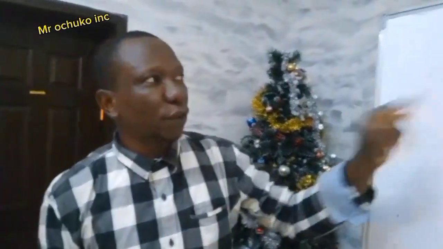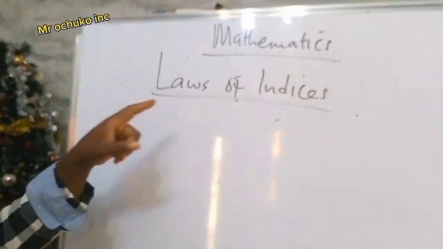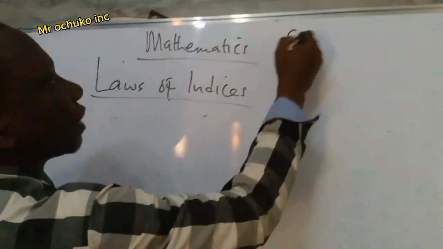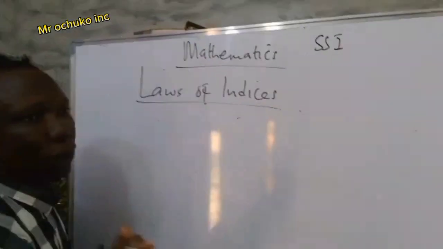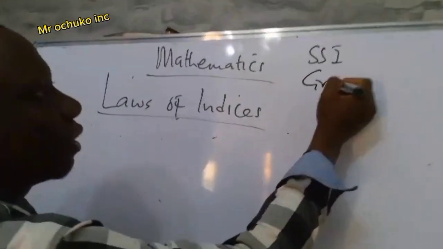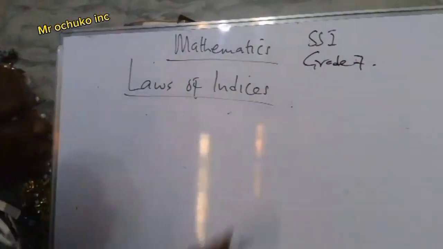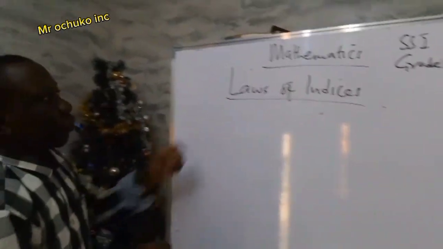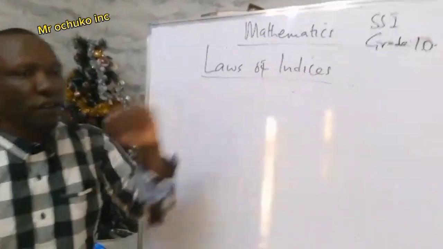Please, our topic today, you can see this is mathematics. Our topic today is laws of indices. This is actually an SS1 first term topic, which is also Grade 7. I'm sorry to say Grade 10. That's the first term topic. So let's look at indices, laws of indices.